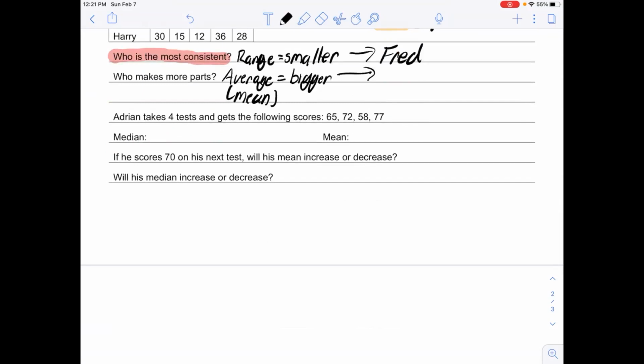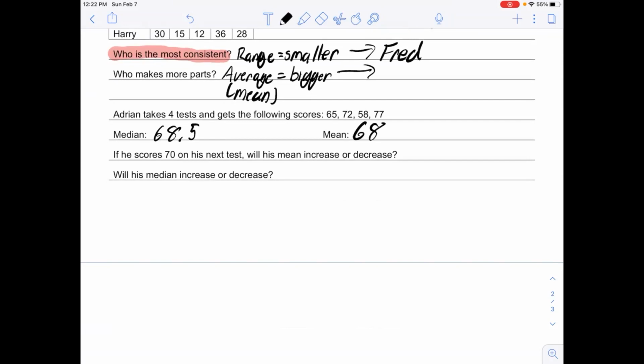So hopefully you've done this by now. If so, you should have a median of 68.5. You would have had to add 65 and 72 and divide by 2. And then his mean, if you add up 65, 72, 58, and 77, then divide by 4, you'll get 68. So here are my questions. If he scores 70 on his next test, will his mean increase or decrease? And if he scores 70 on his next test, will his median increase or decrease?